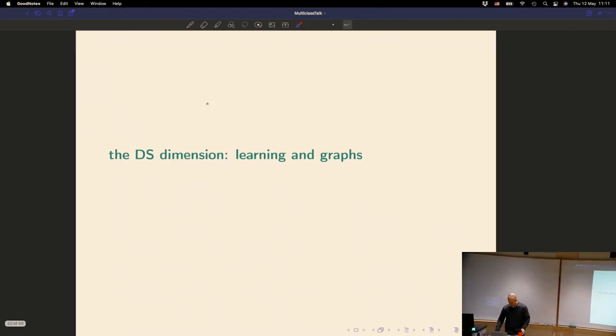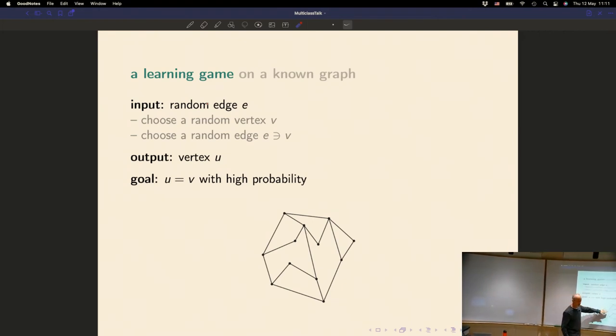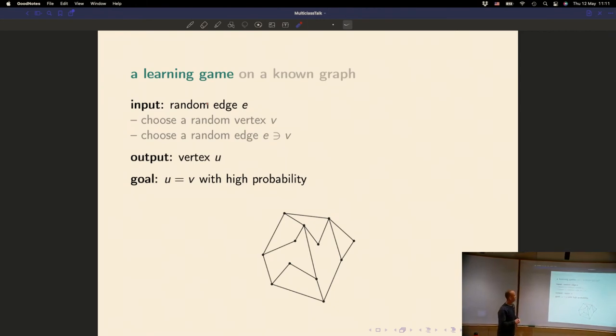So the example is from a learning game. It's a very simple learning game. Here is the game. We have some known graph. It's written on the board like this. And then somebody chooses a random edge in the graph, this edge. How does he or she choose the edge? He chooses a vertex, let's say uniformly, let's say this vertex, and then chooses a random edge touching this vertex, one of these three edges. And then gives us this edge.